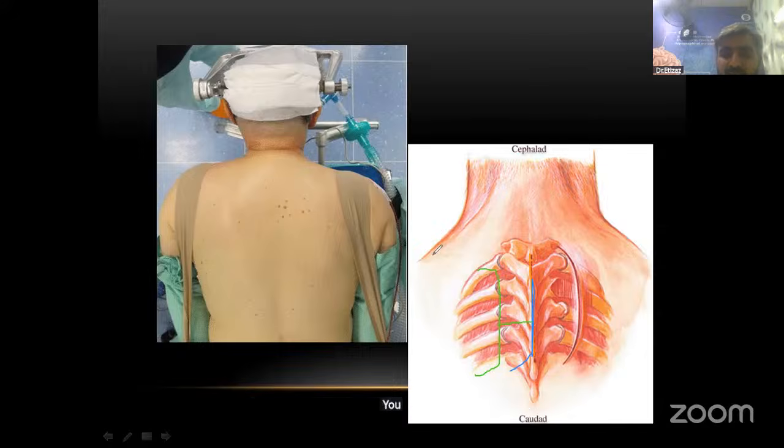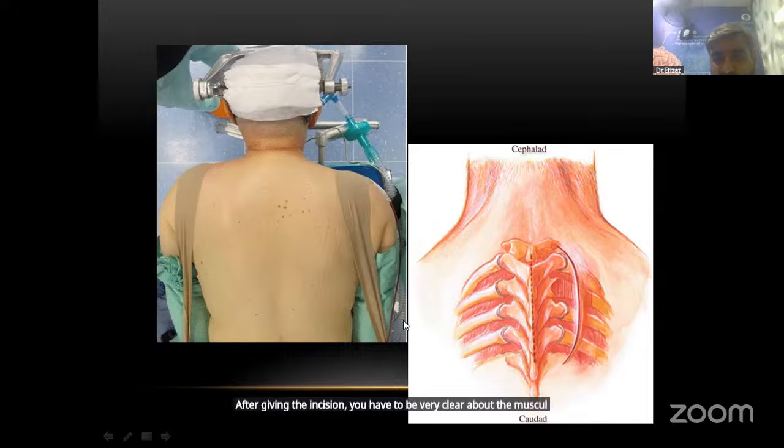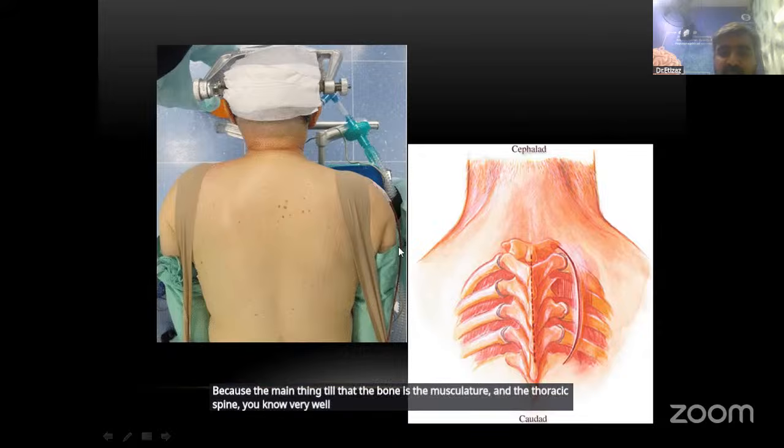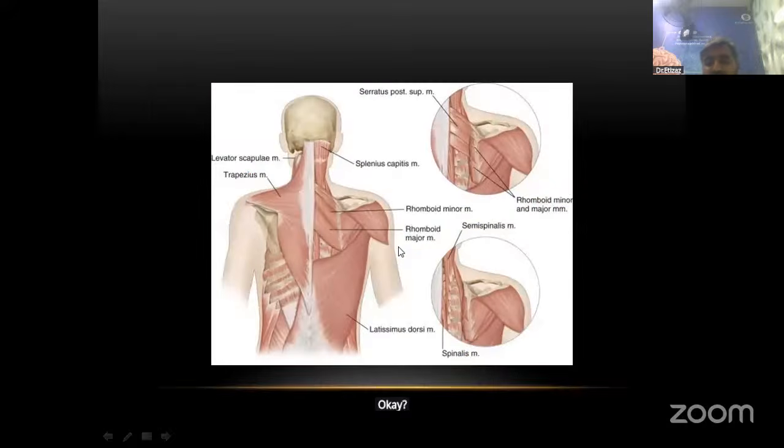You can do the incision. These are two incision strategies. After giving the incision, you have to be very clear about the musculature, because the main thing until the bone is the musculature in the thoracic spine, as you know very well. Okay, I'm not going into the detail of the musculature.